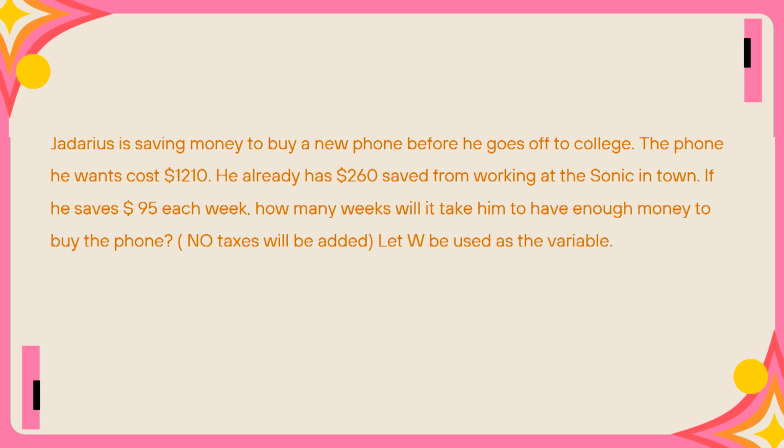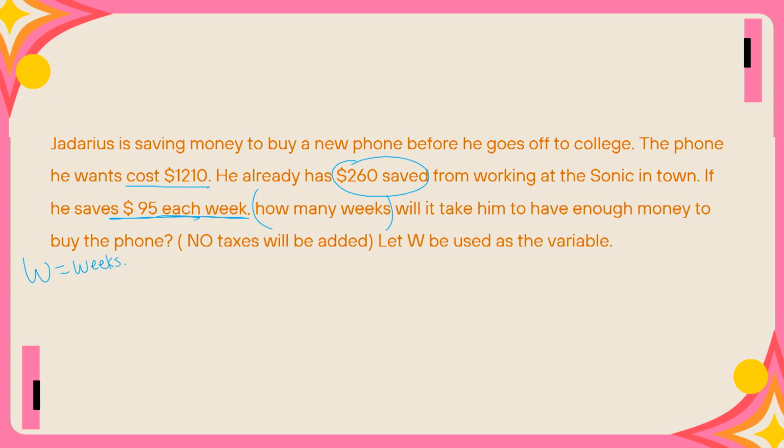All right, so let's go ahead and annotate this passage. The cost, $1,210. He's already saved $260. So each week, he's going to put in $95. And they want to know how many weeks it's going to take. So I know that W equals my weeks.